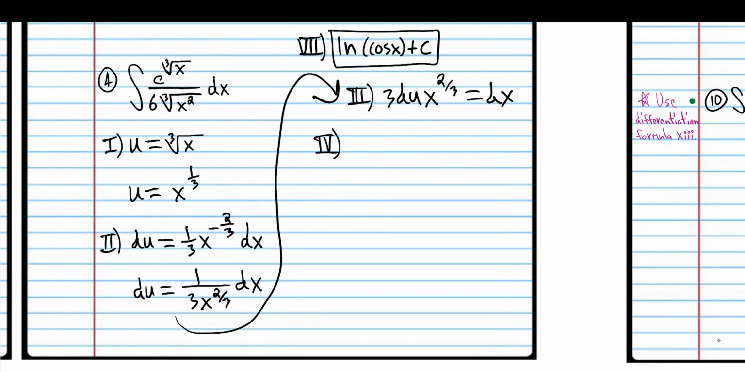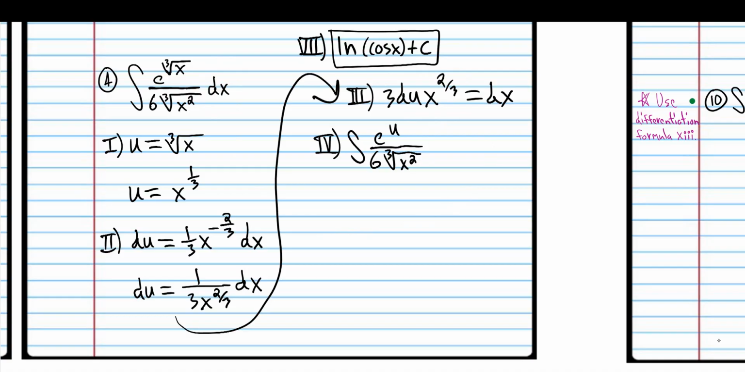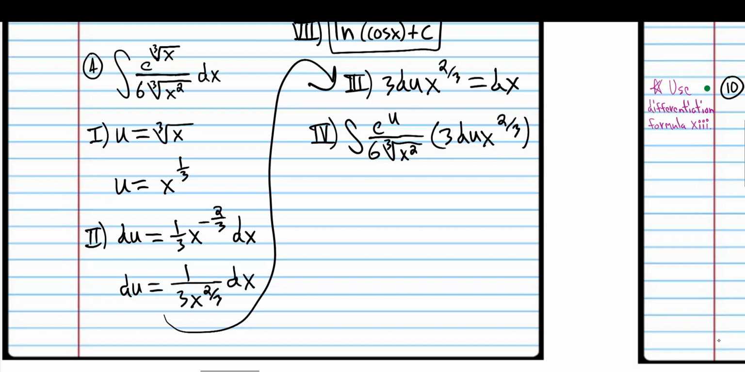So in step 4, we're going to rewrite that integral, but we're going to try to change variables. So we have e to the u over 6 times the cube root of x squared. Then we have to replace dx with what our expression is equal to up here. So we have 3 times du x to the 2/3 power. Now notice that x to the 2/3 power is the same thing as the cube root of x squared, based on exponent rule number 10.